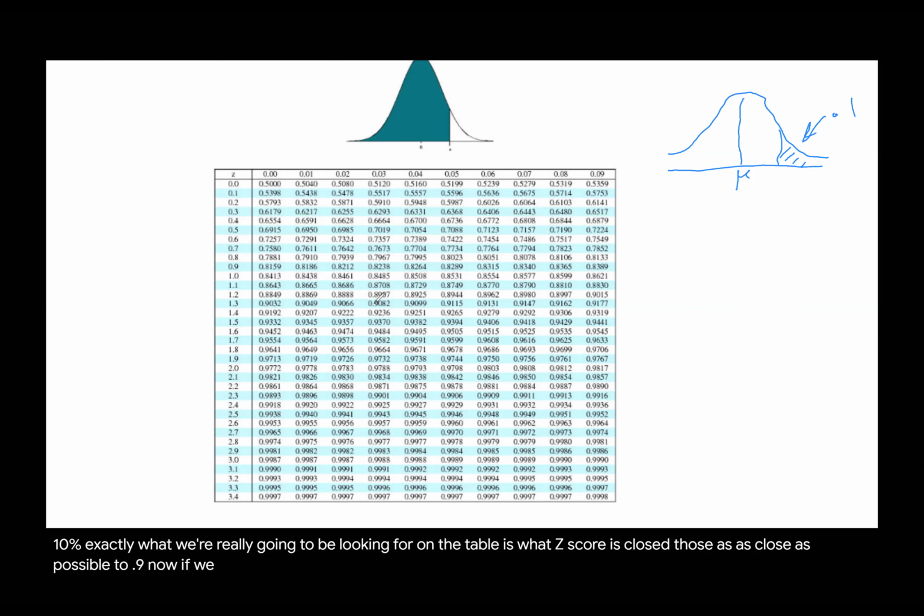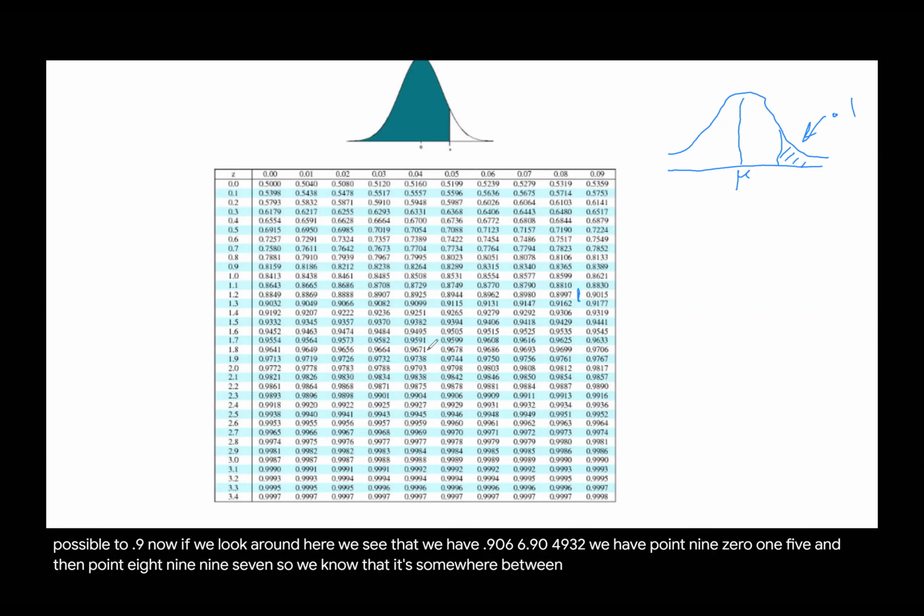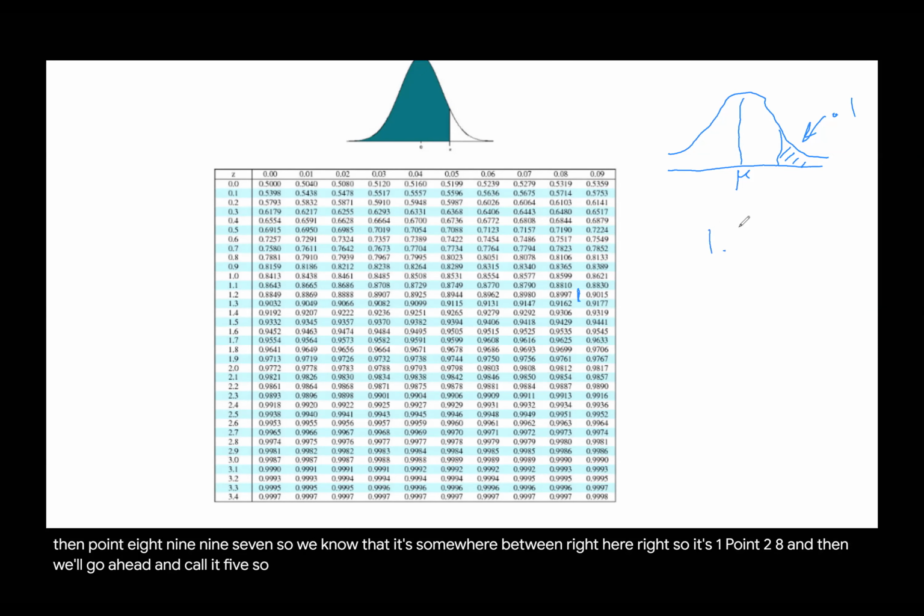Now, if we look around here, we see that we have 0.9066, 0.9049, 0.9032, we have 0.9015 and then 0.8997. So we know that it's somewhere between right here, right? So it's 1.28, and then we'll go ahead and call it 5. So 1.285. Okay? So let's go ahead and remember that, and then we're going to go back a slide, okay? So 1.285.